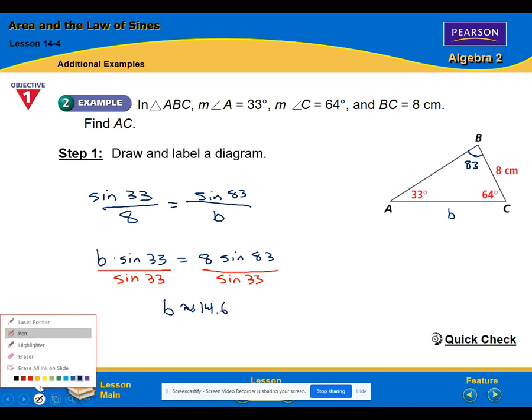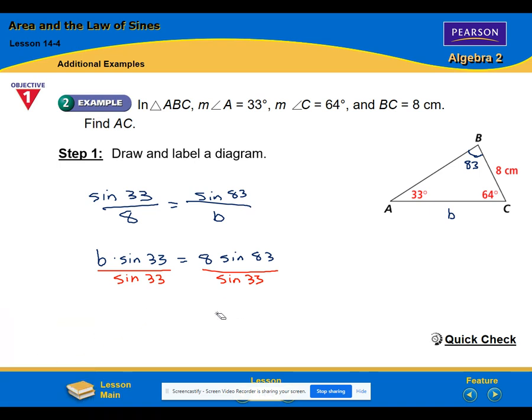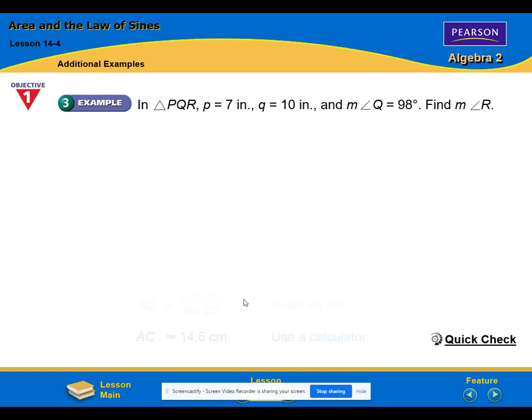Let me try that again. Now this problem, as often is the case with my software here, did not tell us what to round to. Watch the directions in your book, but I believe rounding to the nearest tenth is pretty common. And we get 14.6. All right, so that's one way of using the law of sines.